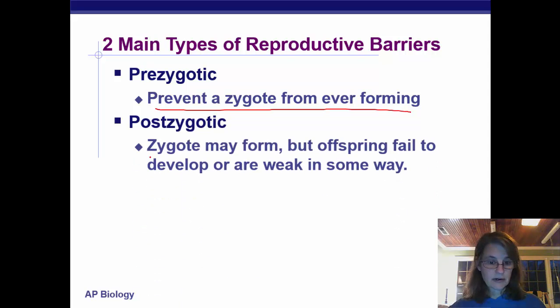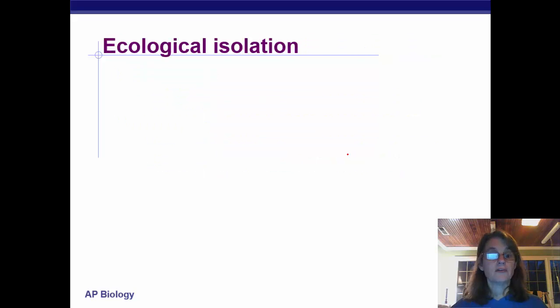In postzygotic barriers, the zygote may actually form, but the offspring are not going to be viable. They're going to be weak. They are not going to do well. Okay, so let's talk about these barriers.